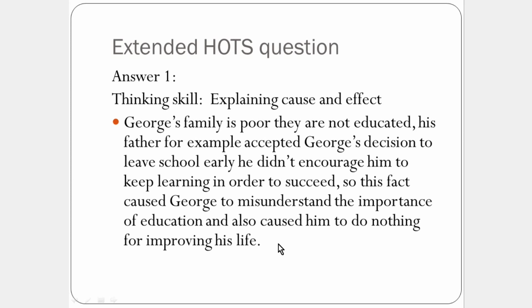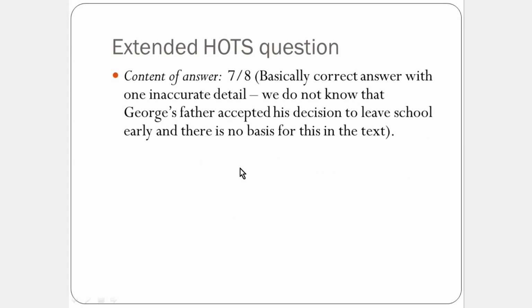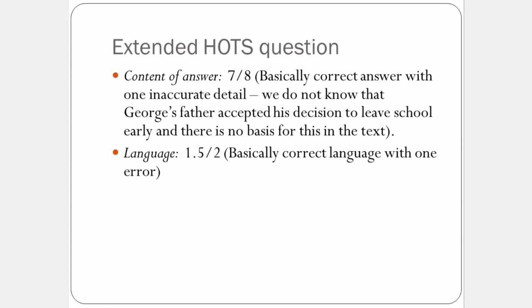"The family is poor. His father, for example, accepted George's decision to leave school. This fact caused George to misunderstand the importance of education and also caused him to do nothing for improving his life." The content is basically correct. There's one thing wrong there: we don't know that George's father accepted his decision to leave school. There is no basis for this in the text. We took off 1 point for that. And the language is pretty much okay. It's got 1 or 2 small errors. We took off a half a point for that.